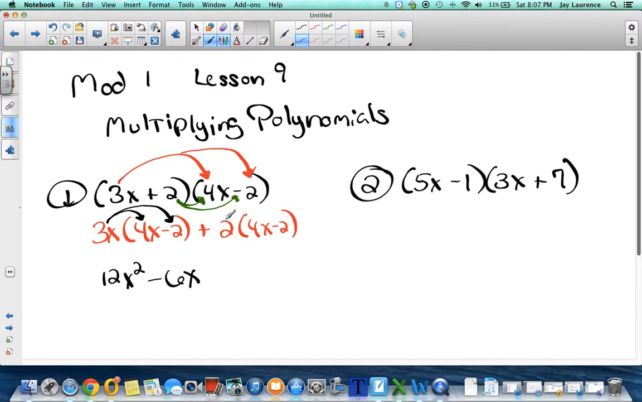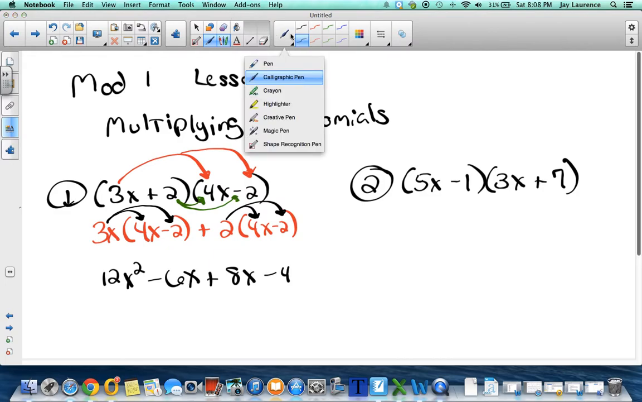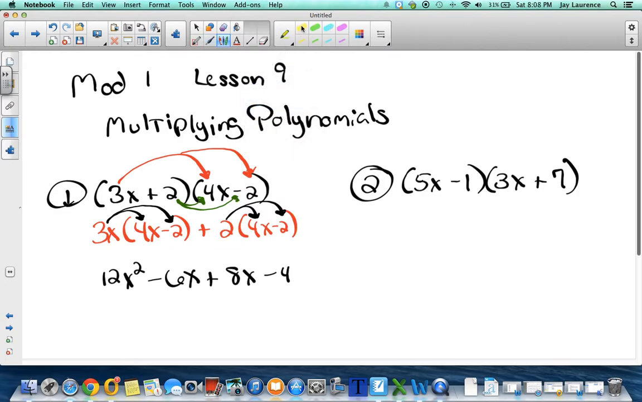Now I have a positive 2 times a 4x. Well, that's going to be a positive 8x. And then I have a 2 times a negative 2, which is a negative 4. Now I'm not done. Why is that, Bailey? I'll bet you can tell me why I'm not done.